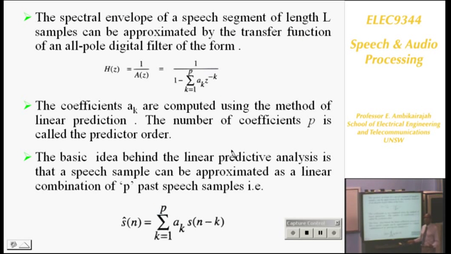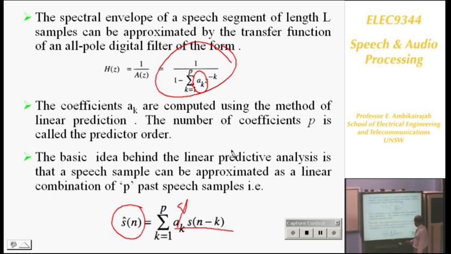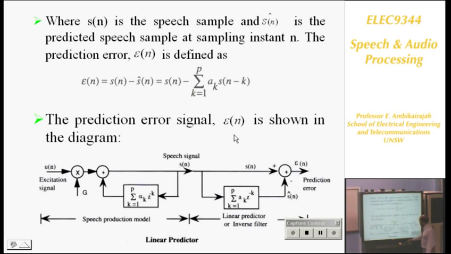And if you look at the synthesis filter in this case, which is the all-pole model, there you go. That's the transfer function of the all-pole filter. And the coefficients a_k can be computed. I'm just summarizing what we have done in LPC using the linear prediction method. And how does it work? You predict the current sample from the past samples by varying these coefficients. That's exactly the linear prediction. I can go fast here because you have done this before. So eventually, you find the error, and the error here is this one.